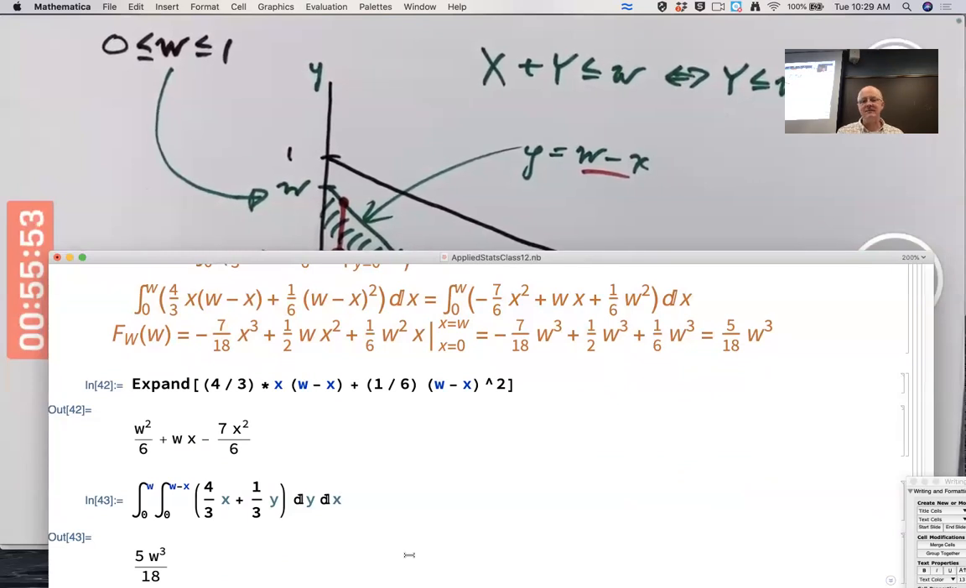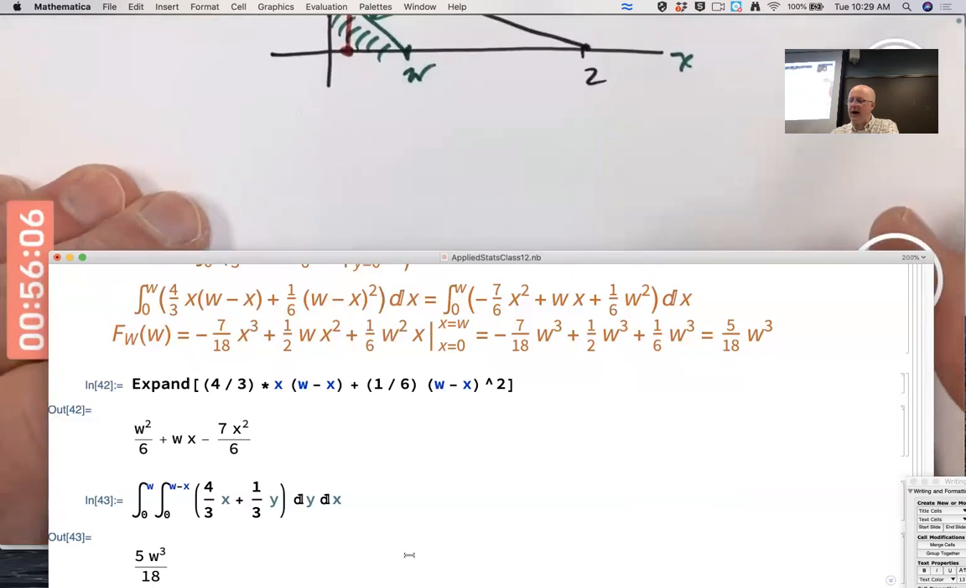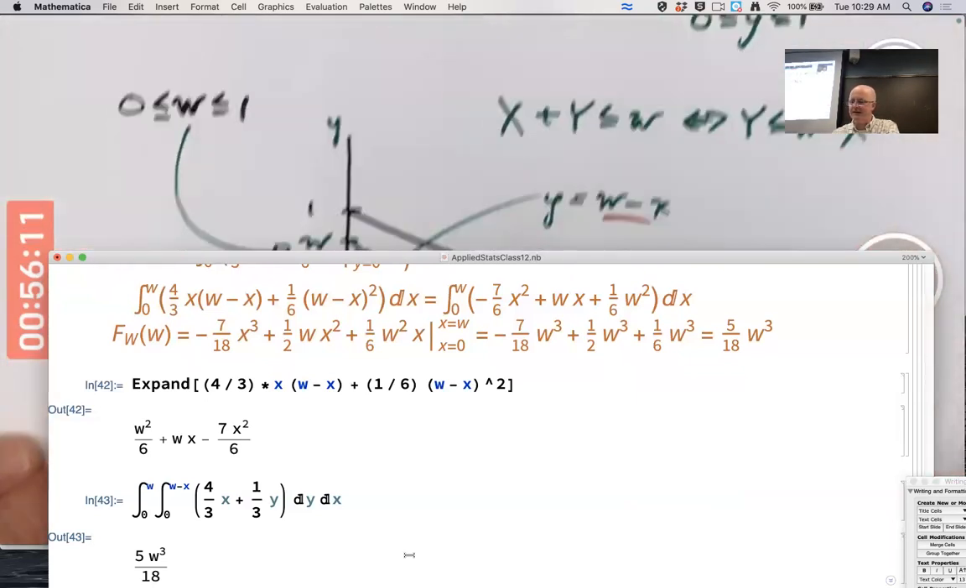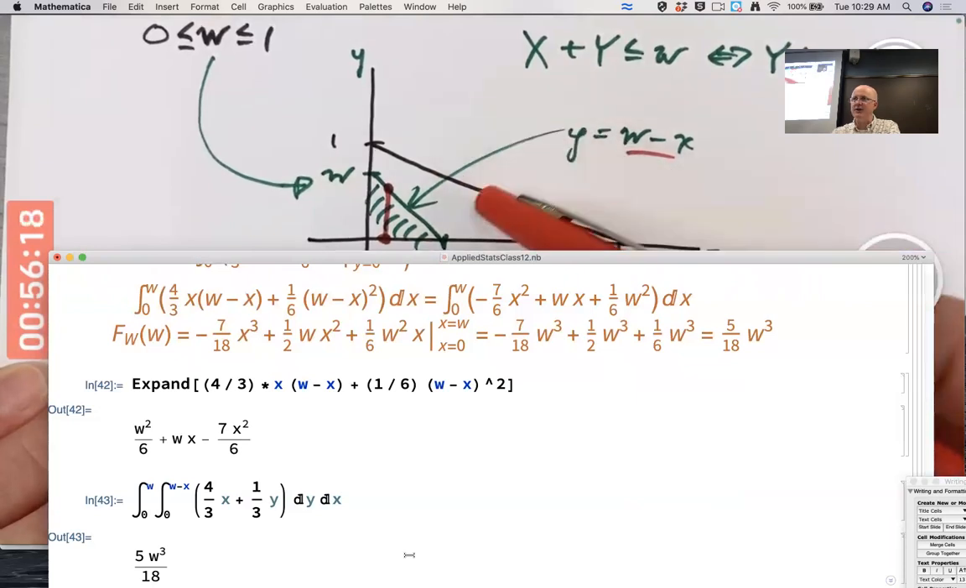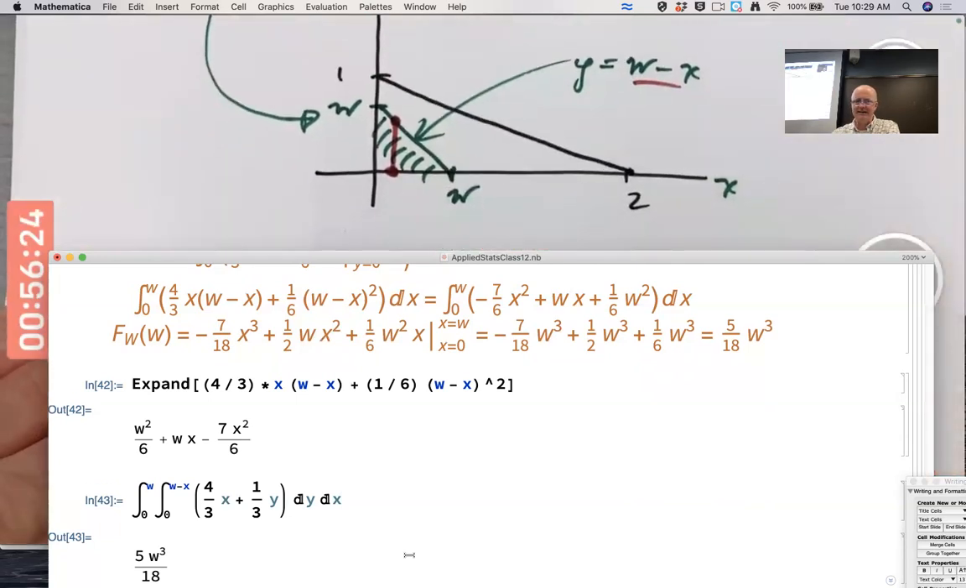So case 1, it's not terrible. Case 2, when W is between 1 and 2, I definitely would not want to do without technology. I mean, I could, but it would be a real big pain. Why? Because the picture for case 2 gets more complicated. This green triangle shifts upward, so to speak, gets bigger, and the region to integrate over gets more complicated. It's no longer a triangle. What is it?